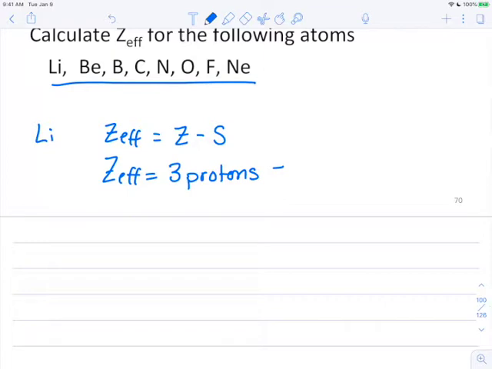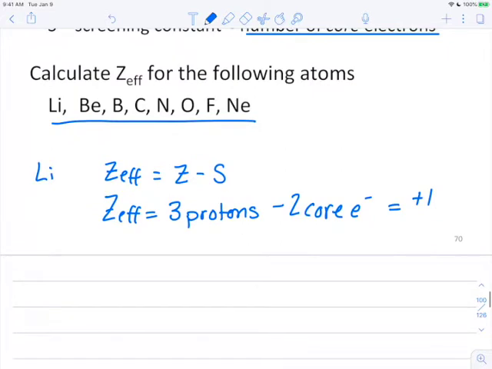So lithium, 3 protons minus 2 core electrons gives us a +1 charge for our effective nuclear charge. By the way, this is the charge of the nucleus. The only things inside that nucleus are protons and neutrons, so it must be a positive charge, always coming from that nucleus. Any questions on how we found lithium to be a +1 for its Z-effective nuclear charge?